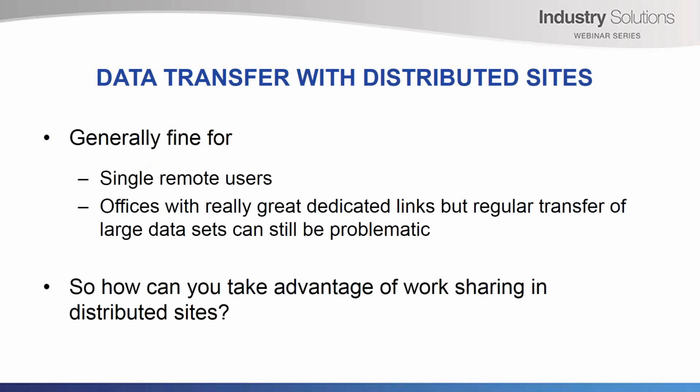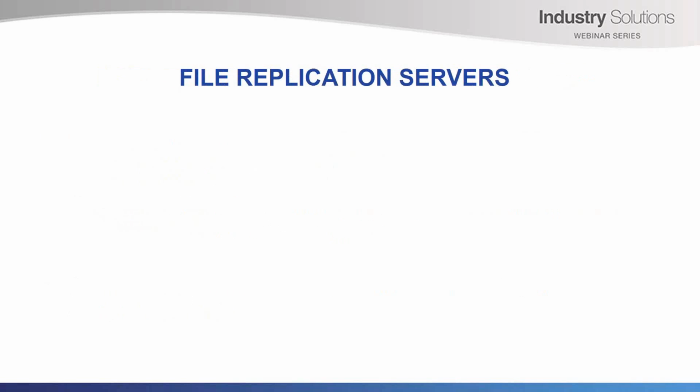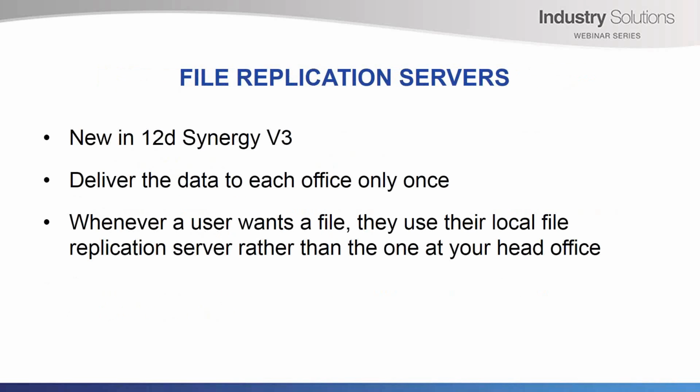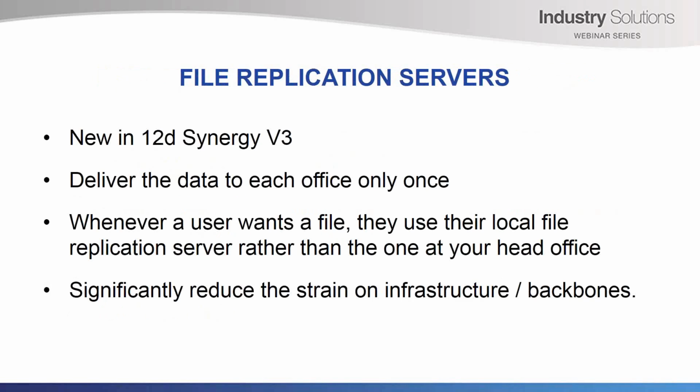So how do you take advantage of work sharing in these types of distributed sites? That's where the file replication servers come in. These are new in 12D Synergy version 3, and they work by delivering the data to each office only once. So whenever a user wants a file, they go to their local replication server rather than the one back at your head office. And that can significantly reduce the strain on your infrastructure or backbone.